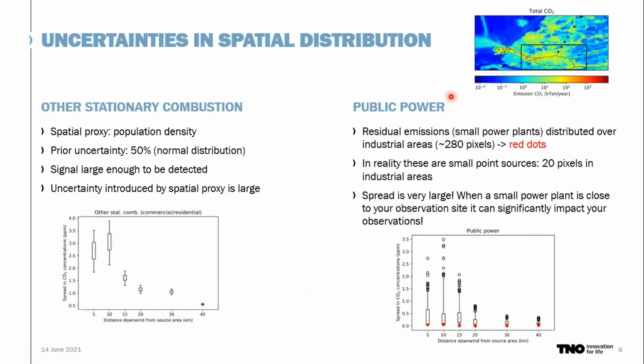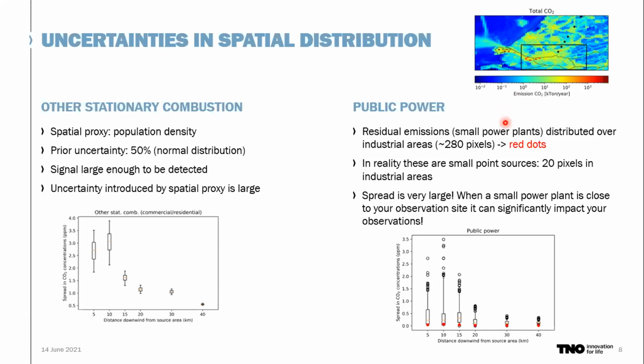An even more interesting case is public power. The very large power plants report their emissions to a database, and it also includes their exact location. So there's no uncertainty in the spatial distribution of these power plants, but there are residual emissions. They're coming from these very small power plants that are not part of this database. And normally we just distribute all these emissions over pixels that have an industrial land cover. And in this domain, that means 280 pixels.